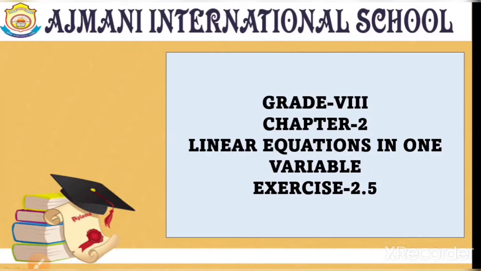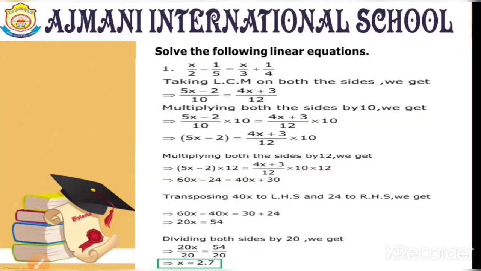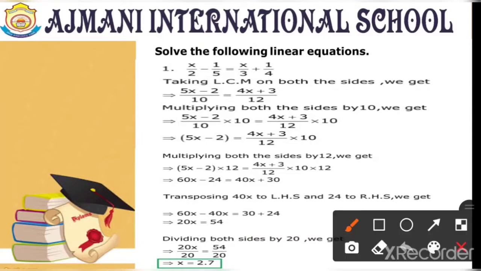So let's start with our first question of this exercise, that is, solve the following linear equations. The first part says x by 2 minus 1 by 5 is equal to x by 3 plus 1 by 4. One thing that would strike in your mind is, why don't we keep the constant and the variable separately? But hold on, if you are doing this, then also you need to take the LCM. So it's better you take the LCM on LHS and RHS separately in the first step only. So you would be getting (5x minus 2) upon 10 is equal to (4x plus 3) upon 12.